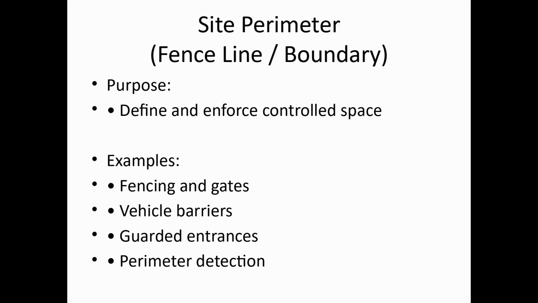Some examples of our site perimeter are going to be our fence line. It might be vehicle barriers, might be gates, fencing, guarded entrances, perimeter detection. This is a big one. We can do it through analytics on cameras. We can do it through fiber optic cabling running through our fences. We can do it through LiDAR, through radar, through microwave technology. There's all sorts of things we can do to determine when someone has crossed that site perimeter, particularly in a case where they shouldn't.